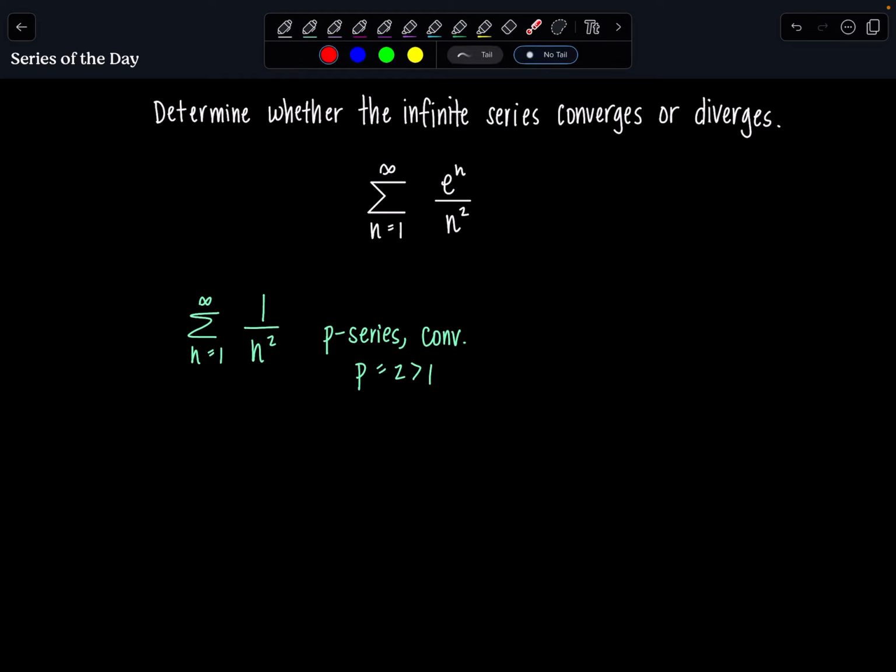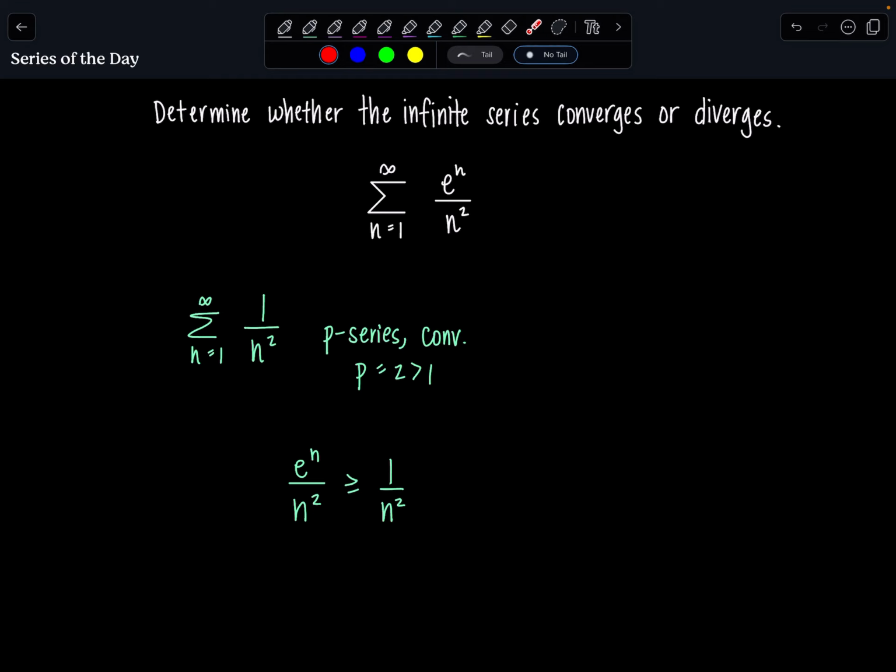And that's not really helpful in this case because notice here we have e to the n in the numerator. Well, that's going to make the terms of this series larger. E to the n over n squared is greater than or equal to 1 over n squared. So using direct comparison test will not help me in this case. Why do I say that? Because in order to use direct comparison, the terms of our series that we're testing need to be smaller than those of a convergent series in order for us to say this converges as well.